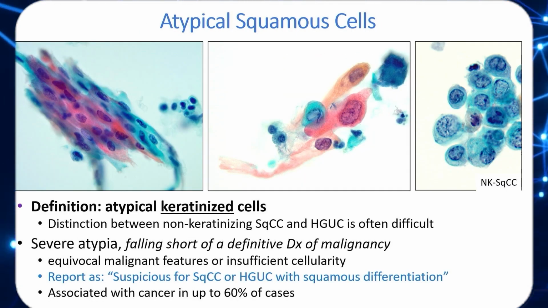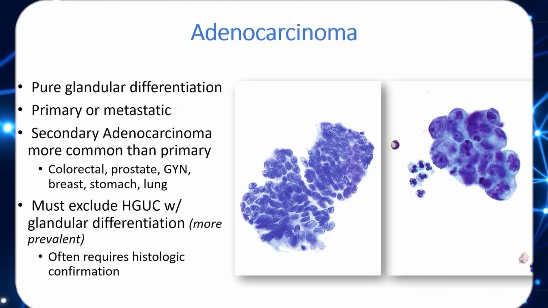So that's something to be noticed. And a little bit more as far as what atypical squamous cells can look like. But the main thing over here is, if you don't have enough cells to make an outright call of squamous cell carcinoma and you have few cells, then you can certainly create a suspicious for squamous cell carcinoma or high-grade urothelial carcinoma with squamous differentiation report. And that would be sufficient for the clinician to use as a guiding light for further management.